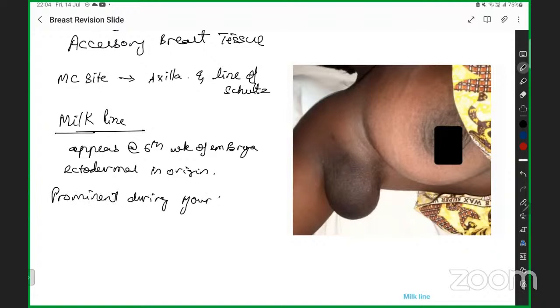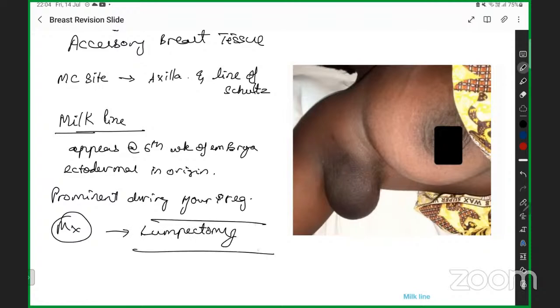Now, if you ask me what is going to be the management, if there is a cosmetic issue for the woman, then they can go for removal of this particular lump. You can remove the lump. You can go for a mastectomy. Mastectomy here means in that part, not the rest; this part alone can be removed.